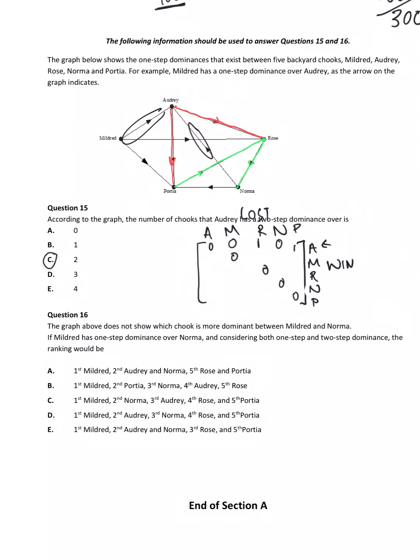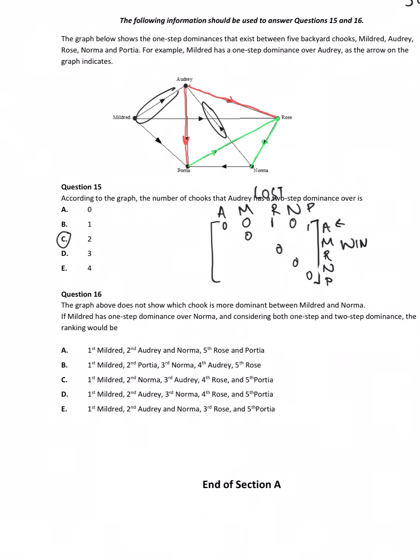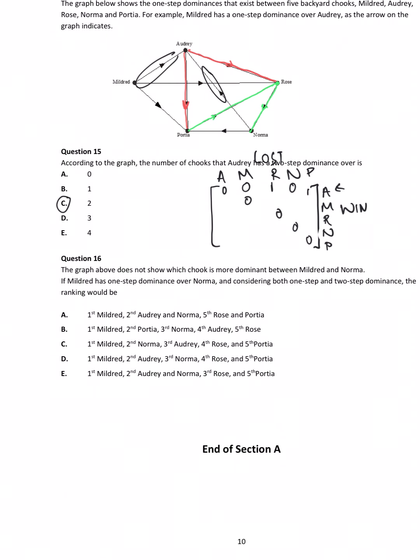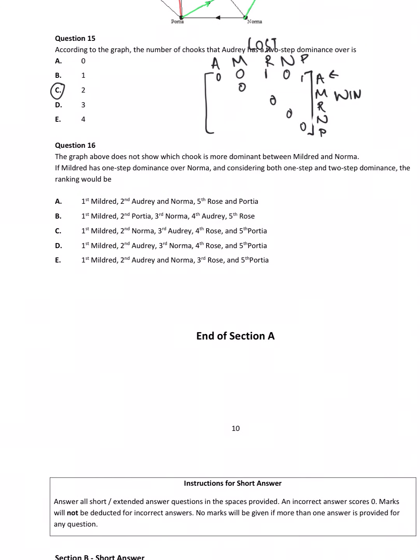Okay, and what you do is you just go through each of those ones, and to find the number of two-step wins, once you've done it, you just square it, okay, and add up the rows for Audrey, and that'll give you the total number of two-step wins. Okay, definitely longer, but another way to do it.